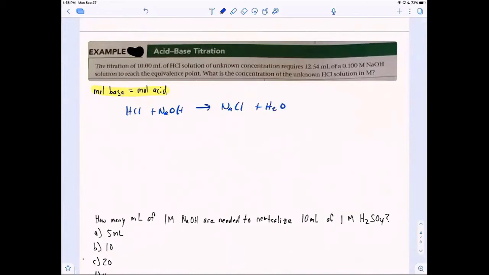And we're looking for HCl in moles per liter, so the molarity. The way that we can do this is the moles of base equals the moles of acid. So we have to figure out the moles of base. So we have 12.54 milliliters NaOH.